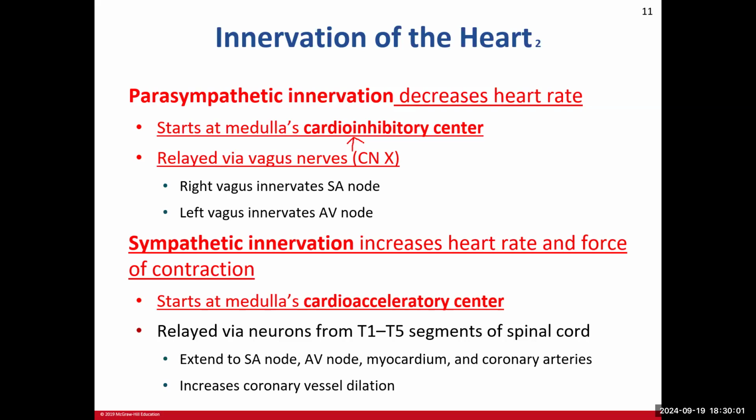So vagus is part of the parasympathetic nervous system, and the motor output signals that leave the medulla oblongata, your brainstem, are going to travel from your brain to your heart on the vagus nerve. You have a right vagus, you have a left vagus. All your cranial nerves are paired. So the right vagus goes to the SA node, and the left vagus goes to the AV node. Cool. The next part, sympathetic.